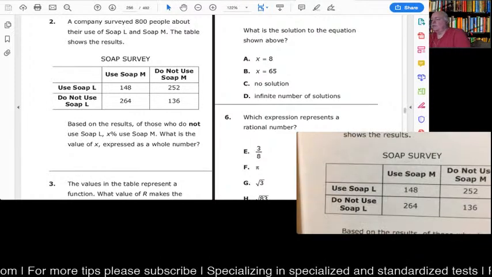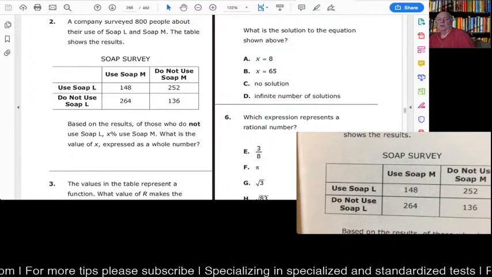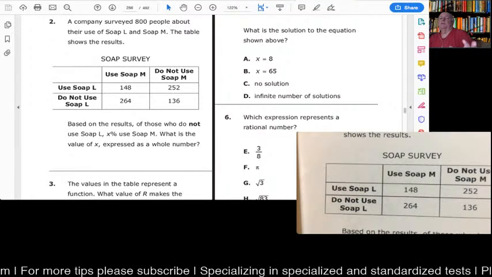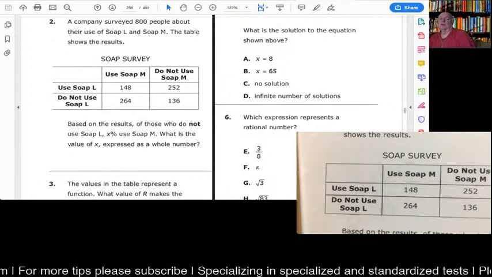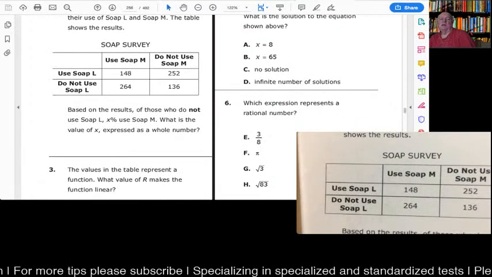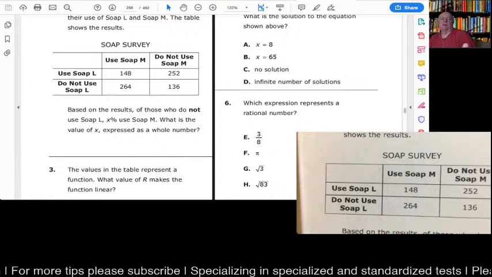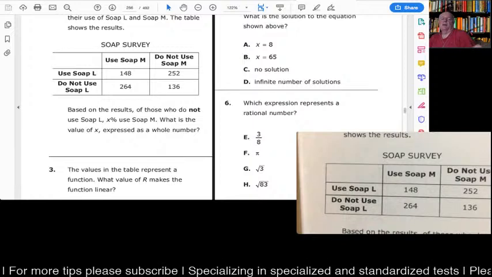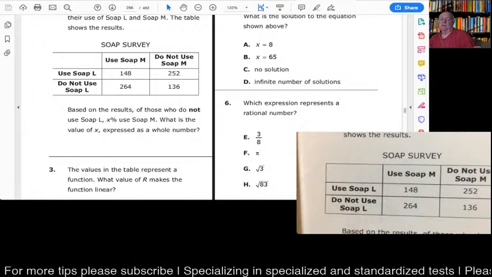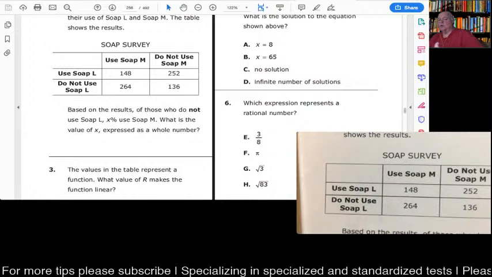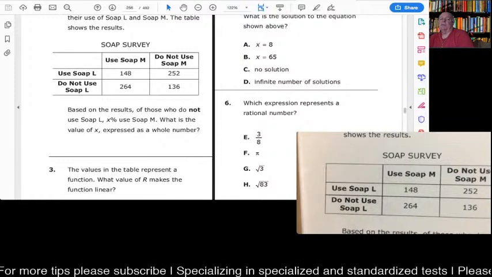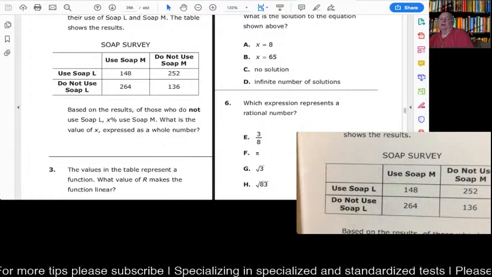What I like to do with any problem with an illustration is I don't like to read the words first. I just like to look at what's going on here. It tells me this is about a SOAP survey. It's broken down into those who use SOAP M and those who don't, and those who use SOAP L and those who don't. And it's orchestrated in such a way that we can find out who, for instance, uses L and M and who doesn't use L and M, both in combinations.